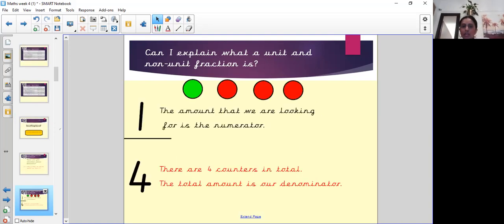So what can we remember about fractions? The amount that we are looking at is the numerator. There are 4 counters in total. The total amount is our denominator. As you can see here, we've got 1 quarter. If I have my piece of paper, this little rectangle piece here is my quarter. So I've got 1 quarter, 2 quarters, 3 quarters, 4 quarters, which makes a whole. So here's my 1 quarter.